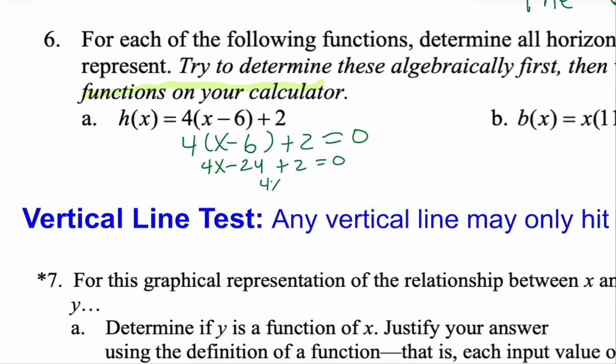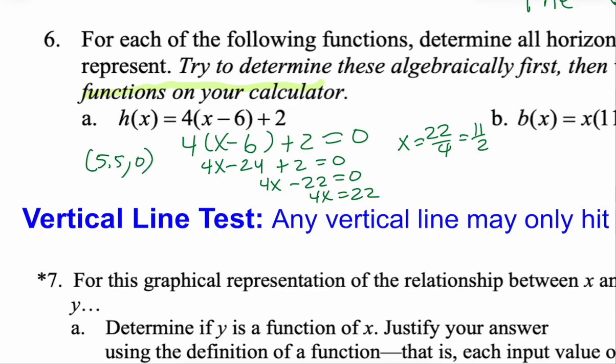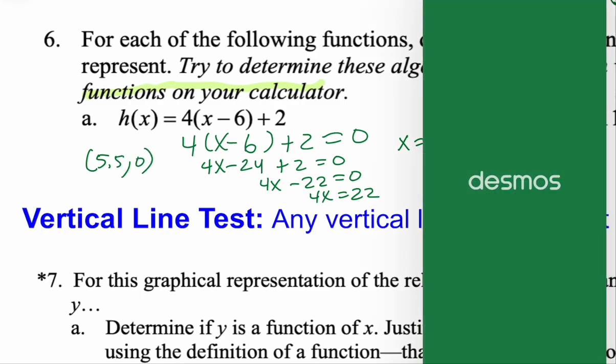We get that 4x minus 22 equals 0. So 4x equals 22. So x is 22 divided by 4, or 11 divided by 2, 5.5. Now, I will tell you that leaving 11 over 2 is a good bet. That's okay. But if you're looking on the graph, you should expect to see the point 5.5, 0.